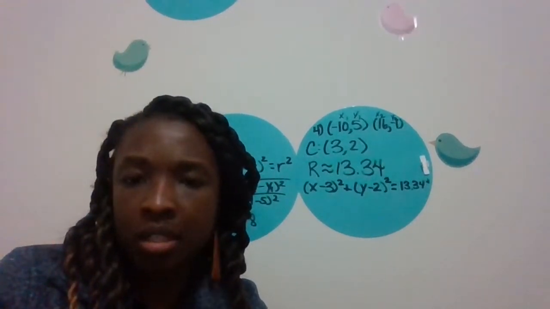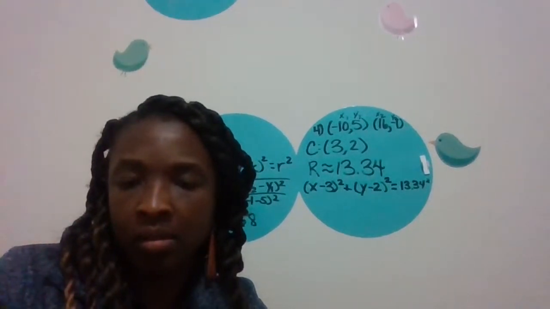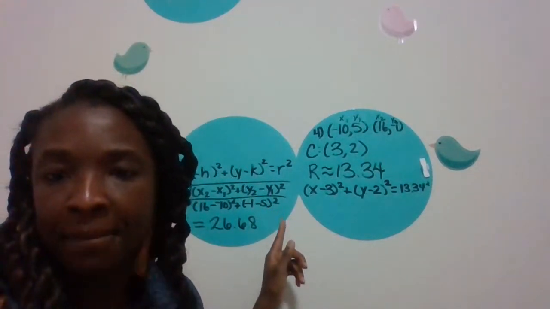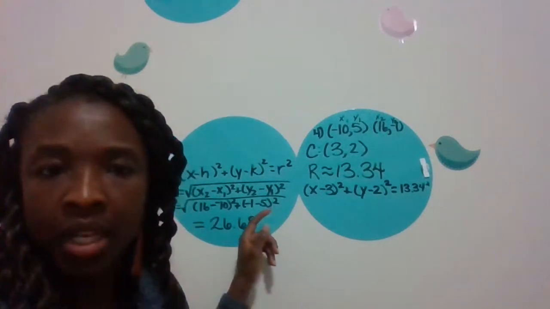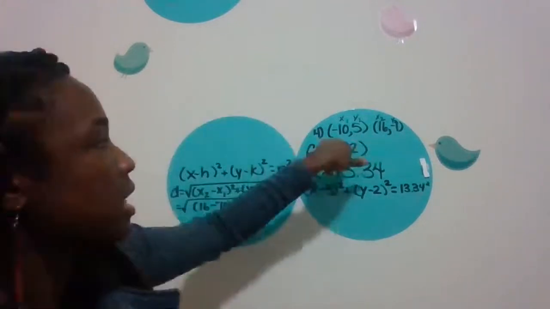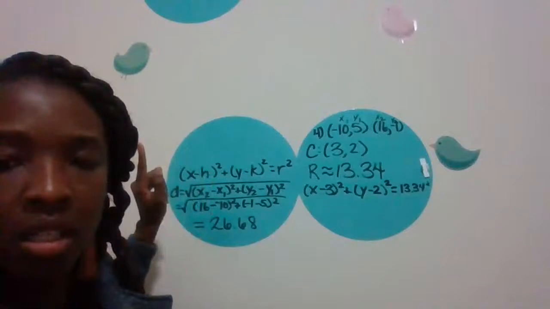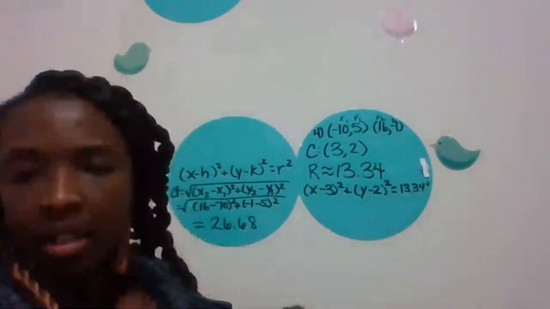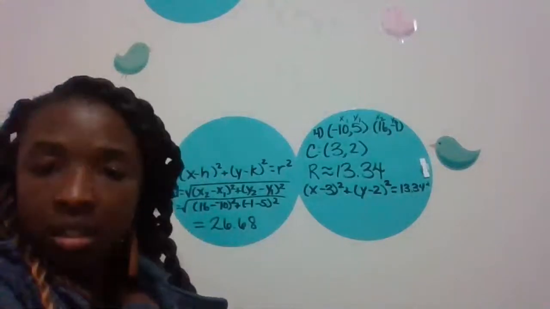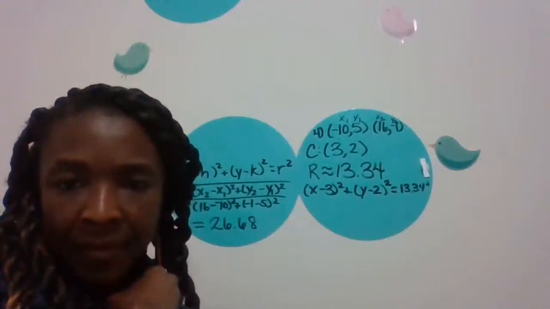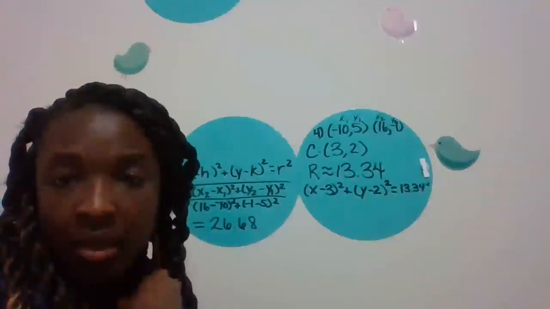All right, Jessica. What's your question? Is 16 minus negative 10... the 10 in the problem is negative? Because the 10 in the problem is already negative. So it's x2 minus x1. So 16 minus negative 10 gives us positive 10. So 16 plus 10 is 26. And so that's how we get 26 squared. Does that answer that for you? Okay. Anybody else had a question?